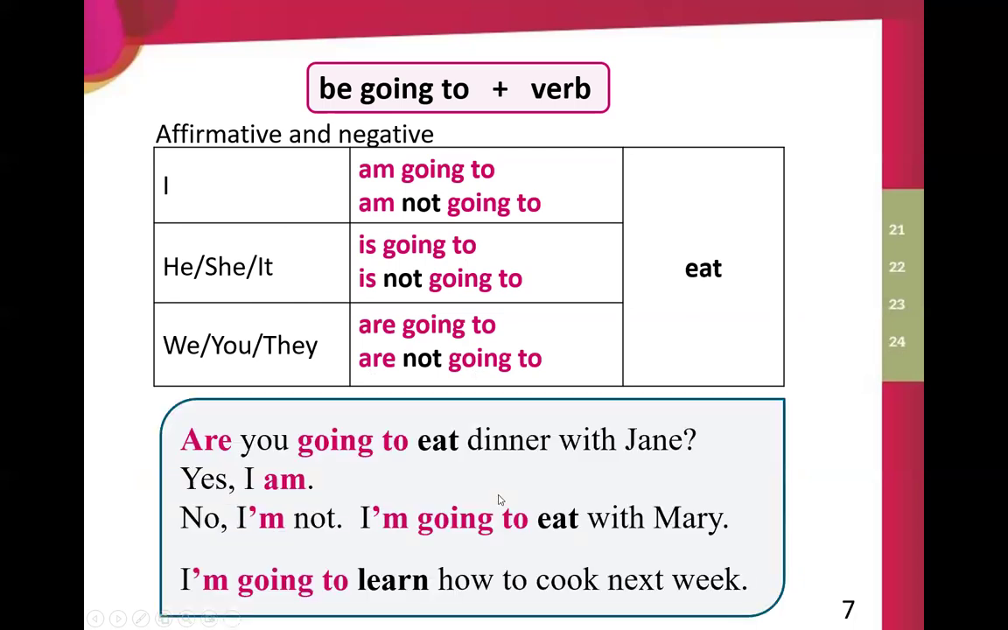Read the examples and the answers. Are you going to eat dinner with me? Yes, I am. No, I am not. I'm not. I'm going to eat Mary. I can't see the lesson.